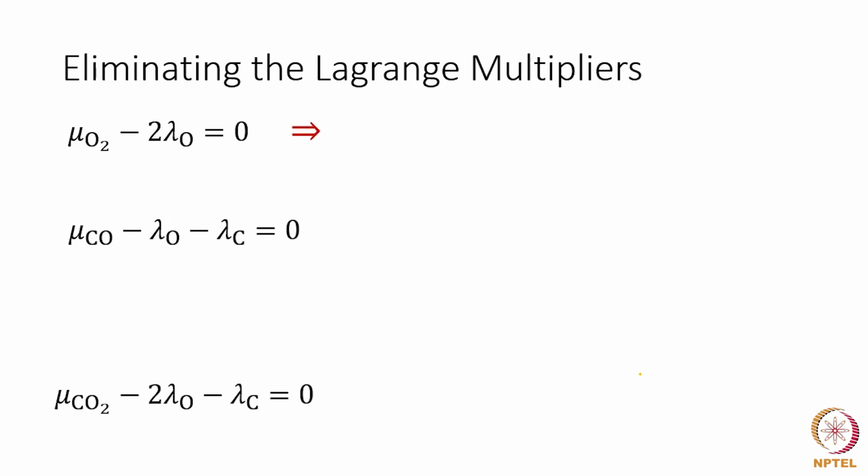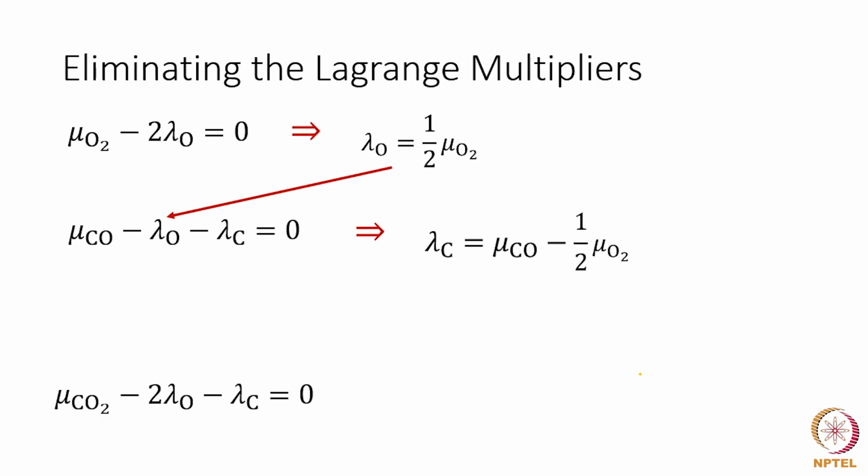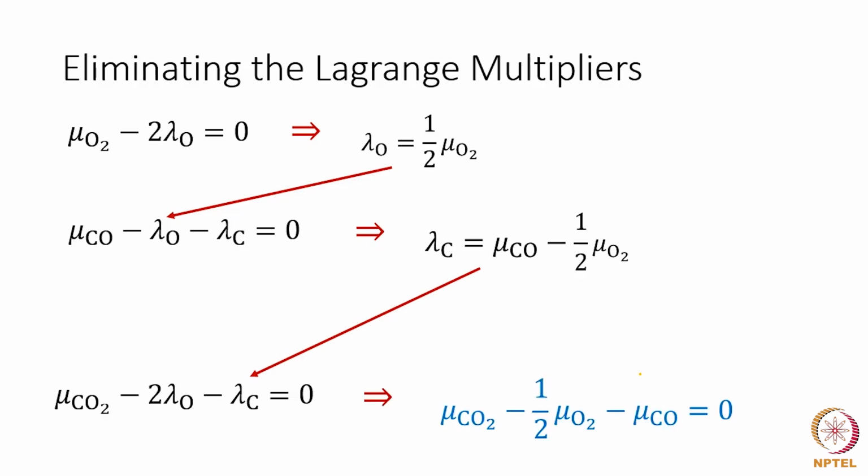So the very first condition allows us to evaluate what is lambda O, and that will give us lambda O is equal to half of mu O2. Then we substitute that in the second condition we got, which will allow us to evaluate lambda C, and then we substitute that in the third condition. Then we get the final condition linking all the chemical potentials.